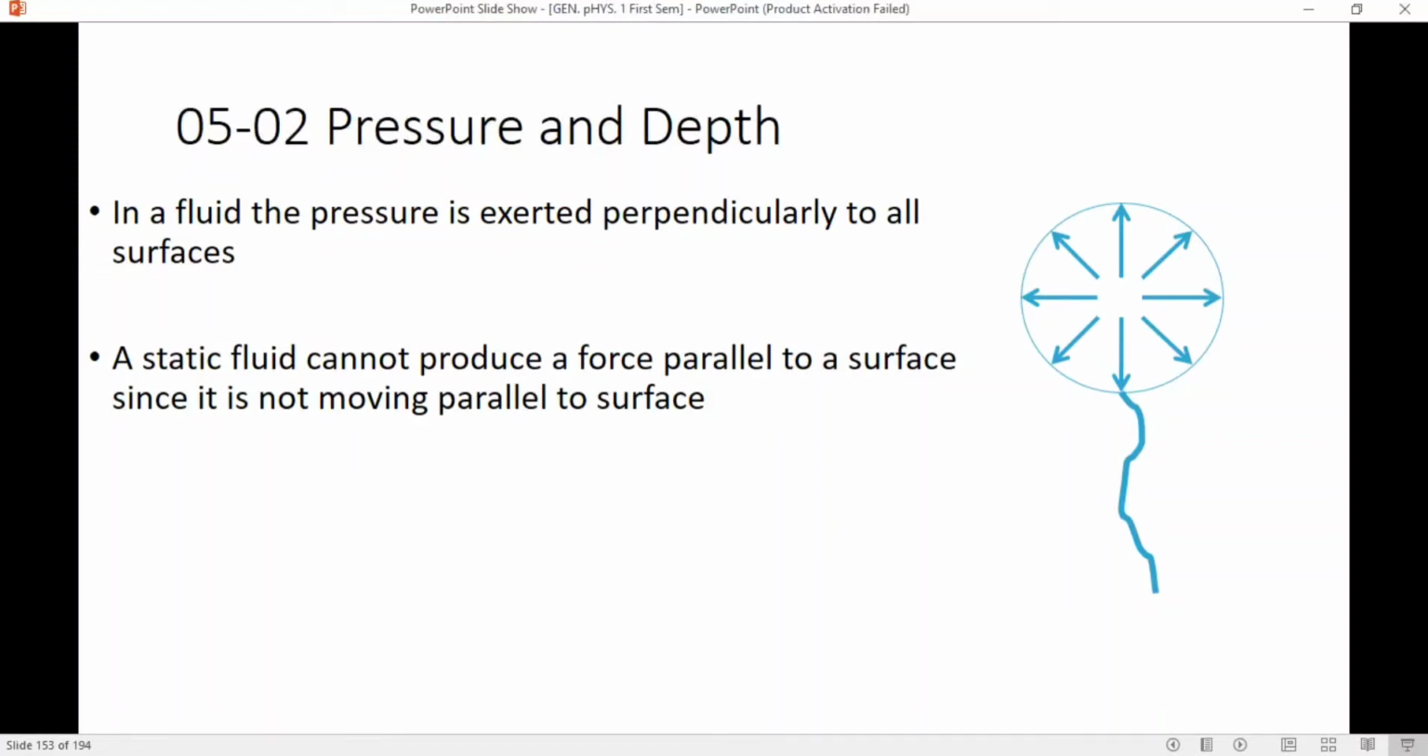Pag sinabi po nating static fluid, it is a hydrostatic or a branch of fluid mechanics that studies the condition of equilibrium of a floating body and submerged body. Fluids at hydrostatic equilibrium and pressure in a fluid or exerted by a fluid on an immersed body.